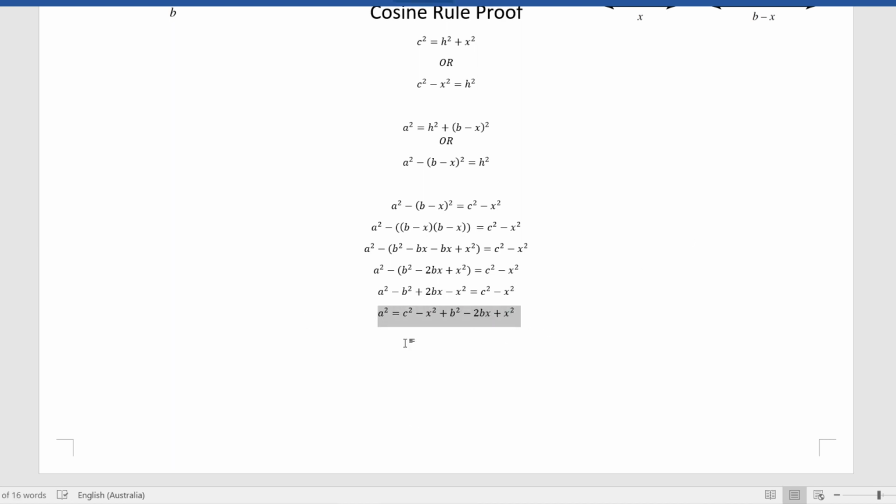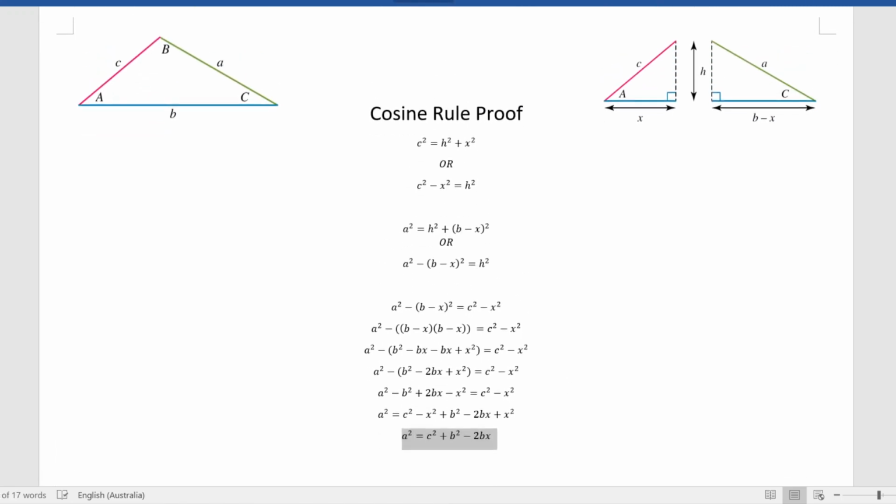Copying my next line down, this is what I end up with. Negative x squared plus x squared is 0, so they can just disappear. What I'm left with is a squared equals c squared plus b squared minus 2bx. Now, I just want to stop for a moment and talk about this. As we compare it to the triangle up here, little a, little c, and little b are all labeled sides for this triangle. 2 is a constant. The only unusual side here, grade 11, is this x. It's not something we're typically given or asked to find in a question like this.